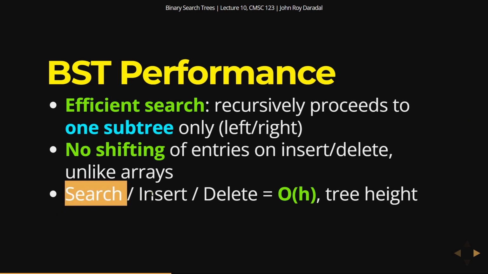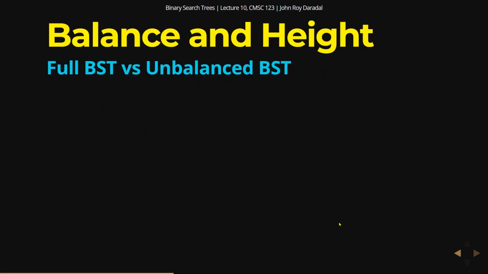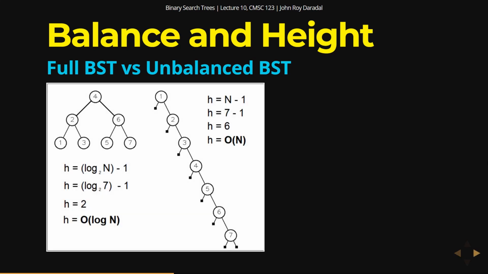So because of search, insert, and delete also runs in O of h. Okay? But what can we say about the height of the tree with regards to the balance? Okay, so in relation to the balance of the tree, let's see if we have a full BST and if we have an unbalanced BST.